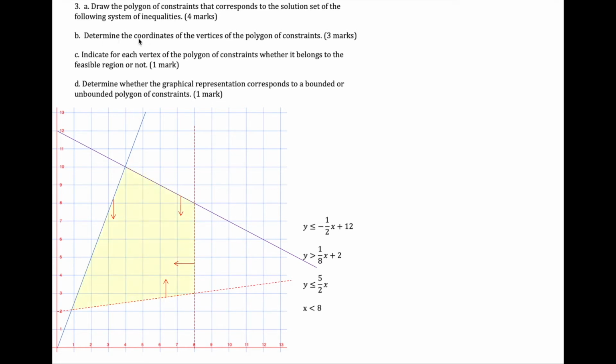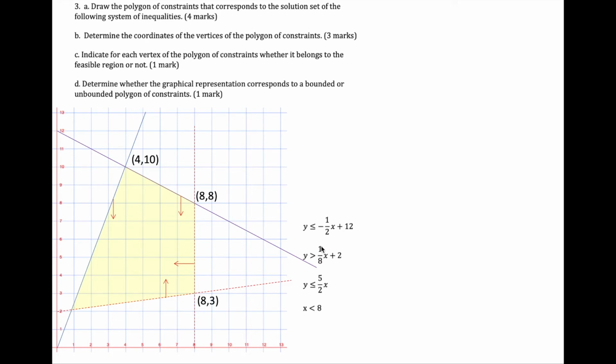Determine the coordinates of the vertices of the polygon of constraints, so the corners of the polygon of constraints. So I'm going to start with this one. We can read it right off the graph. It's 4, 10. The next one is 8, 8. This one is 8, 3. This one we're going to have to calculate. It's a little bit less than 1 in terms of the x and a little bit more than 2 in terms of the y. We're talking about these two lines.